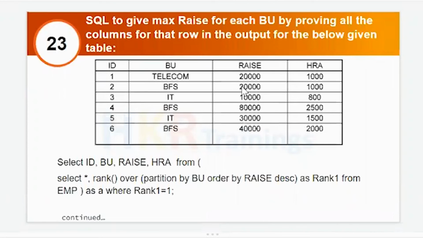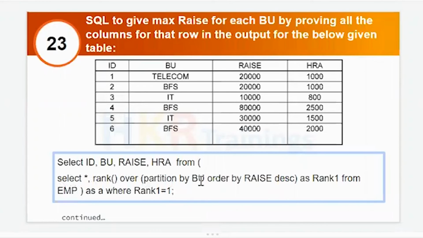So basically we have to find out those rows which have the maximum salary for that BU. So how do we do that? We can do it in multiple ways, but here I'm going to discuss the rank function. Rank function is very important and we can use it here. So what are we doing? We are using an inner query. So let's talk about the inner query first. Select asterisk comma rank over partition by BU, order by raise, descending.